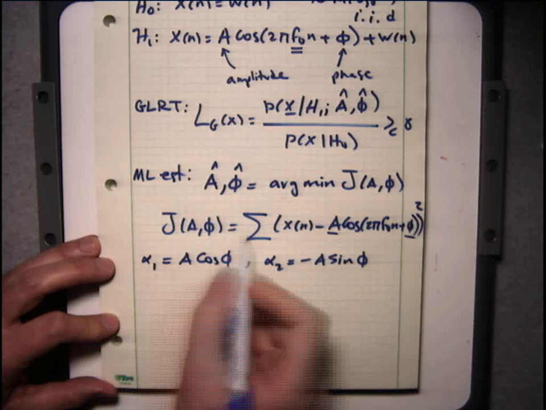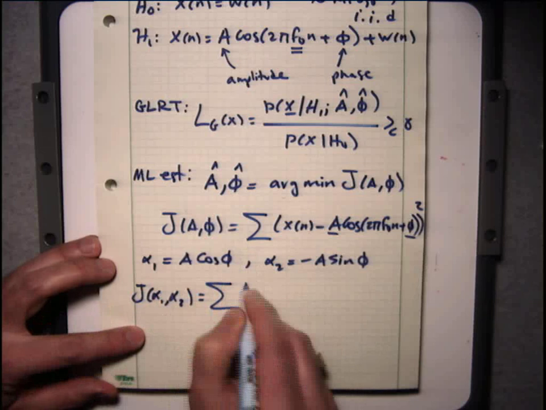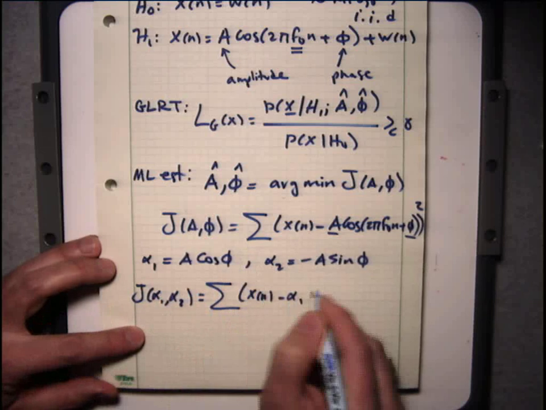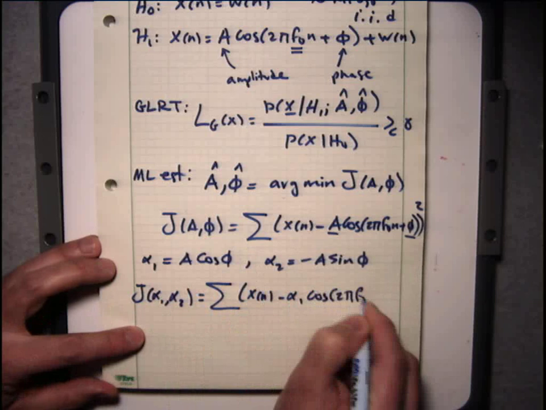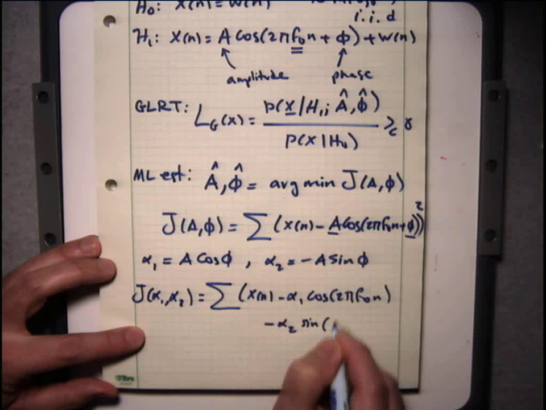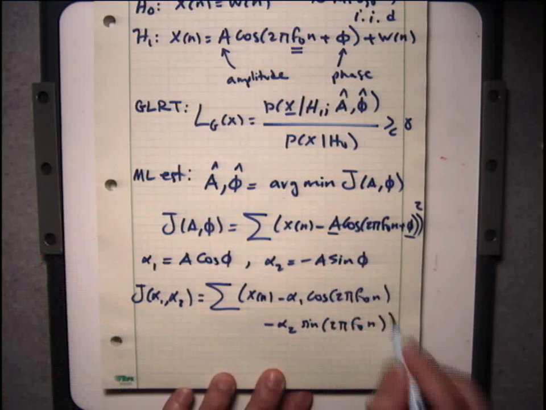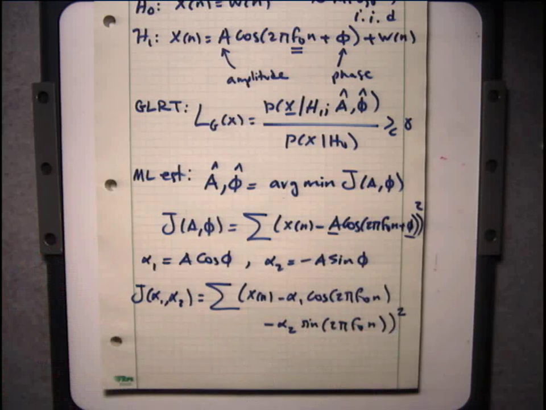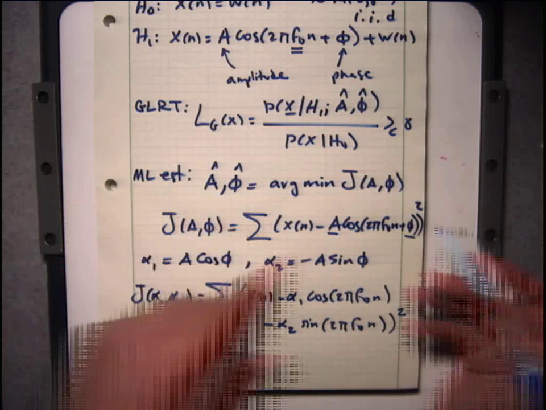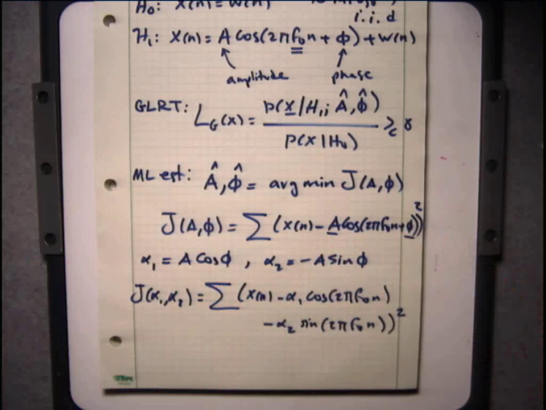Then the optimization will be carried out in terms of alpha 1 and alpha 2 now, and this will be the sum of x[n] minus alpha 1 cosine 2 pi f0 n minus alpha 2 times sine 2 pi f0 n, and then this whole thing squared. So now what I've done is I've just played a trick. I've turned a problem that was linear in A and nonlinear in phi into a problem that is linear in both alpha 1 and alpha 2. So I can now solve this. This is just a simple least squares problem, and I can solve it, no problem.